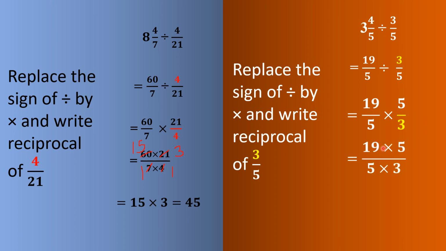Now solve it. 19 multiply 5, 5 multiply 3. Product of numerators, product of denominators. And we can simplify here also like this: 5 ones are 5, 5 ones are 5. So it is 19 ones are 19 by 3 ones are 3. And because this answer is in the form of an improper fraction, that's why we will convert it into a mixed number. We will divide 19 by 3 and get the mixed number 6 and 1 by 3, which is our final answer.